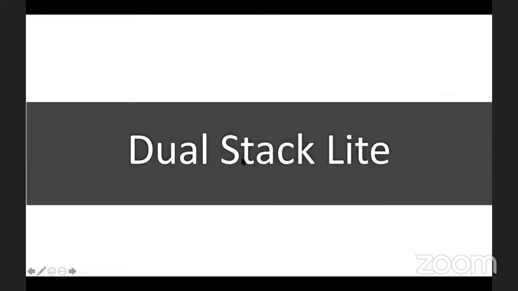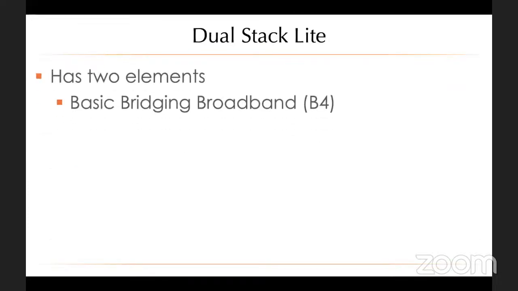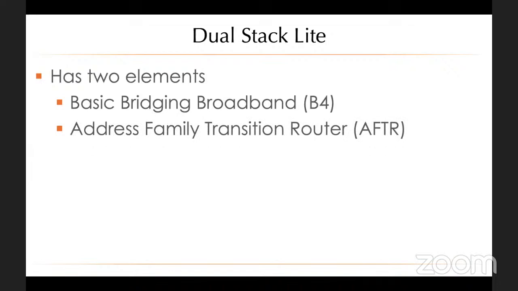So the next transition technique is DualStack Lite. You started from DualStack, where you have IPv4 and IPv6 enabled. Then we move to DualStack Lite. DualStack Lite is basically an improvement on DualStack, whereby your access network is IPv6 only. This means you'll be able to have some savings on IPv4 address usage. And basically it has two elements: the Basic Bridging BroadBand (B4) and the Address Family Transition Router (AFTR).